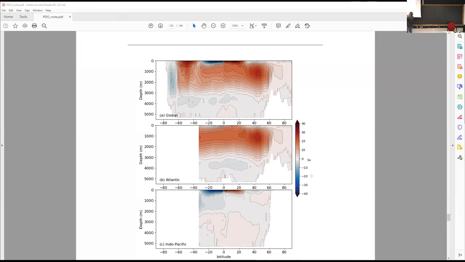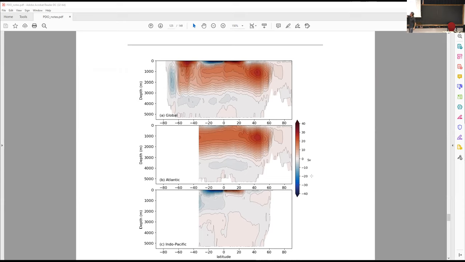And what you see mostly is these two symmetrical cells, very confined to the surface, maximum of 1,000 meters. And these are totally wind-driven. Okay? The strong wind stress at the surface, at the equator, is driving an Ekman flux away from the equator. Then at some latitude, this water is subducted, and then it is upwelled again at the equator. So you close this cell.